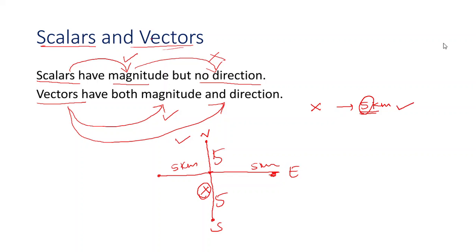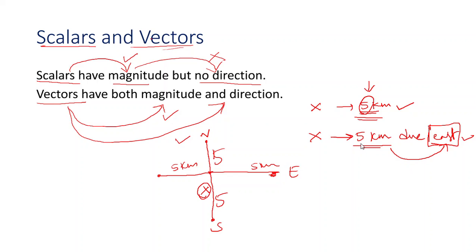So this is a scalar quantity, because I did not say the direction, but only told you the magnitude. The magnitude here is 5. So this distance becomes a scalar. But if I say the person X traveled 5 kilometers due east, here I told you the magnitude and also the direction. The direction is east. So now this becomes a vector, and we call this displacement.